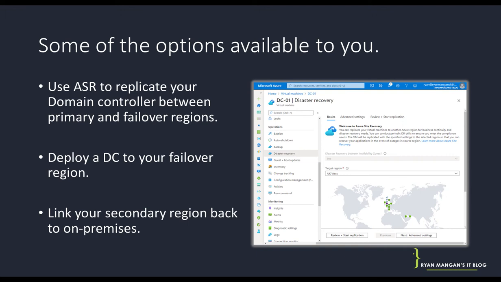Another option to you is to deploy a domain controller to your failover region, ensuring that you have communication and connectivity back to either on-premises or to region A so that the domain controllers are communicating with each other and keeping up to date. And then the third option is link your second region back to on-premises. So if you are failing over between the two regions, both regions have access to on-premises. However, as I said previously, you do need to ensure what happens if the connection between on-premises and Microsoft Azure fails. What does that mean for your WVD users?